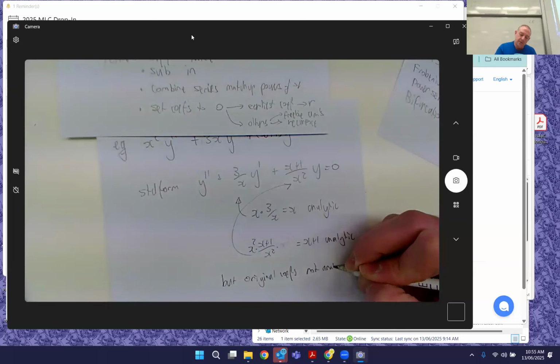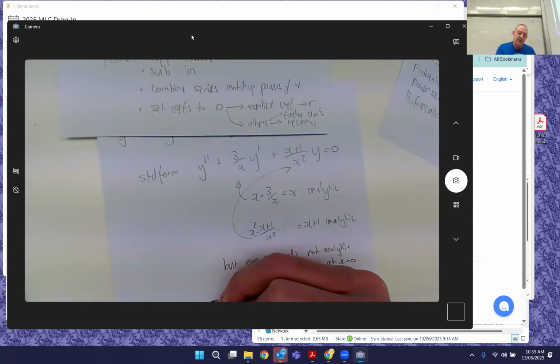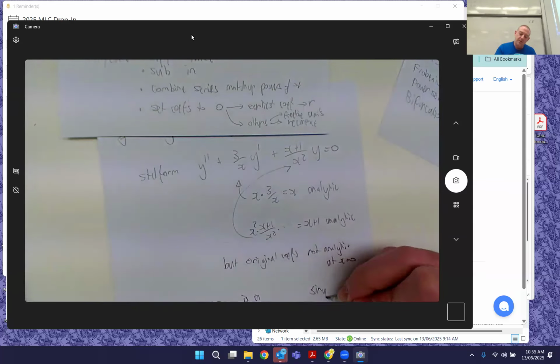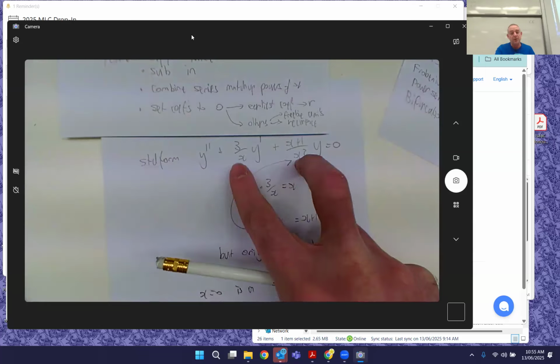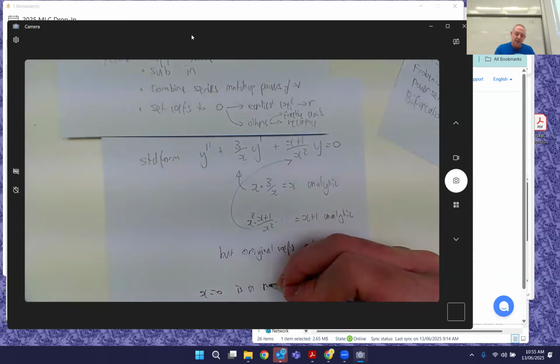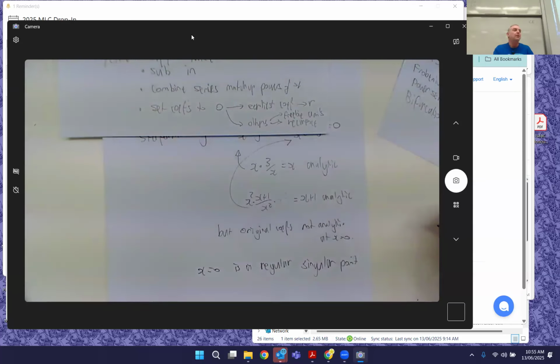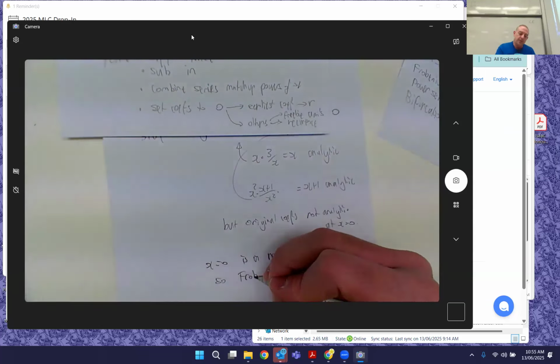Not analytic at x equals 0. So what we have is that x equals 0 is a singular point because it's not analytic when x is 0 with these original coefficients. And it is a regular singular point because when I multiply them by the matching x's, it works. Okay. So Frobenius's method will work.